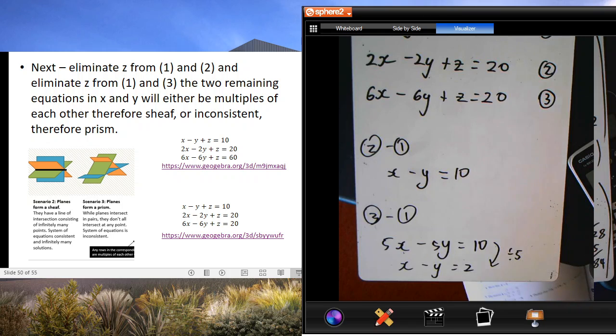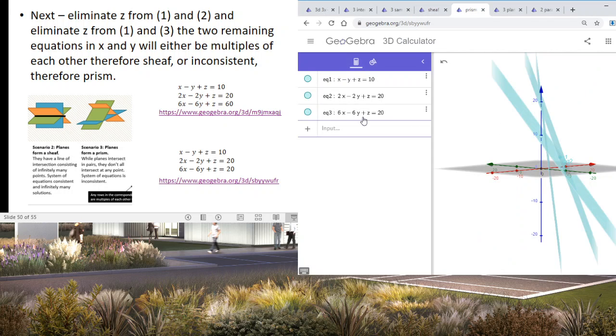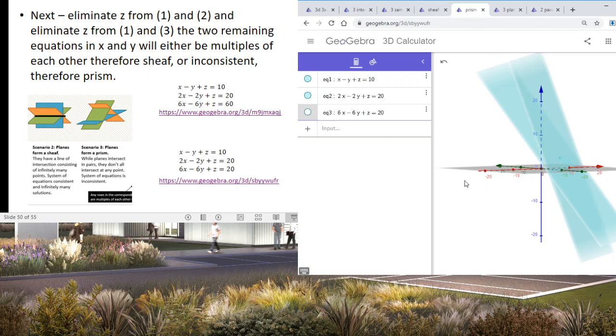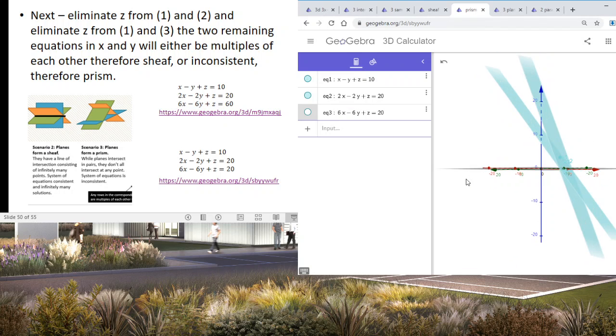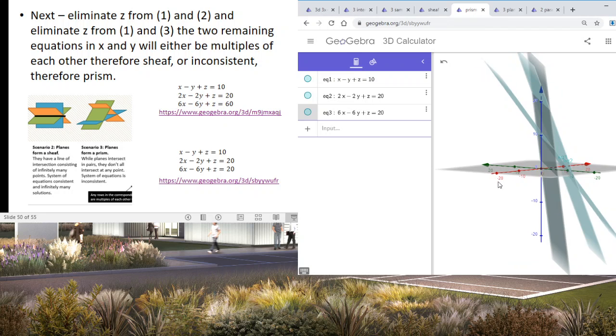Let's take a look at what that looks like in GeoGebra. So here's my three planes. Just have a look here. There's my first plane, my second plane. Obviously they cross over a line because I've not got the same normal, and my third plane is there, and you can see if you look down the line those three planes form a prism.